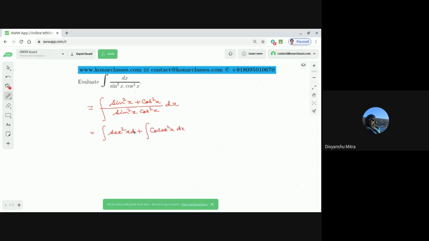Then you know what it is. Integration of sec square x is what? Tan x. Correct or not? Clear or not clear? Yes, sir. And integration of cosec square x is minus cot x, correct? Plus C. Okay, good. Let's proceed to the next question.